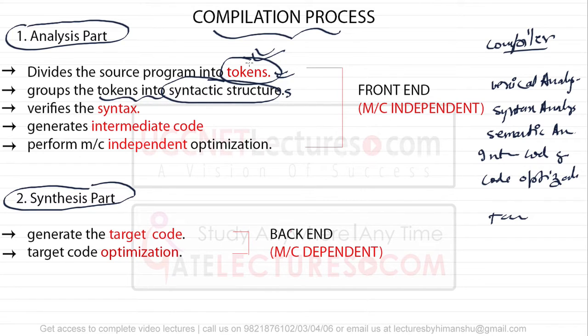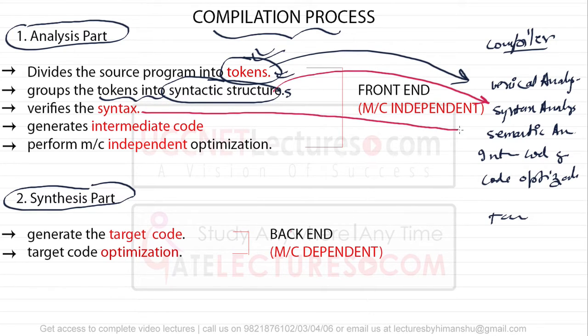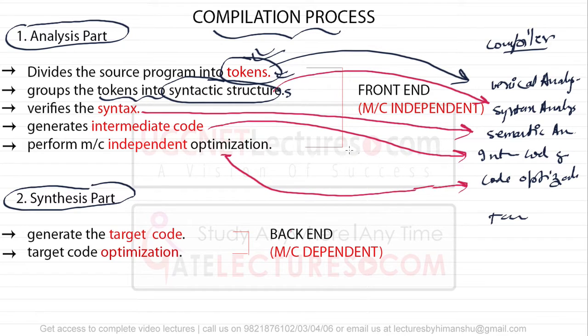Now when I'm saying divide the source program into tokens, this is done by the lexical analyzer, and we will see what a lexical analyzer is, how we divide into tokens, and what tokens are. And then we group the tokens into syntactic structures, which is done by the syntax analyzer. Then we verify the syntax by using the semantic analyzer. Then we generate the intermediate code by using the intermediate code generator. And then we optimize the code by using the code optimizer. Okay, so the performance of machine code is optimized. Now this part is optional.